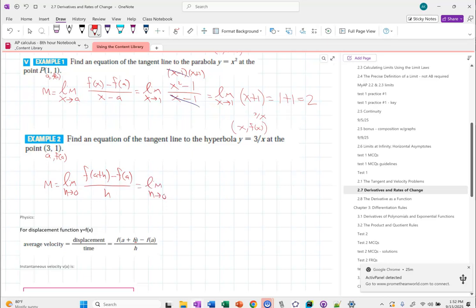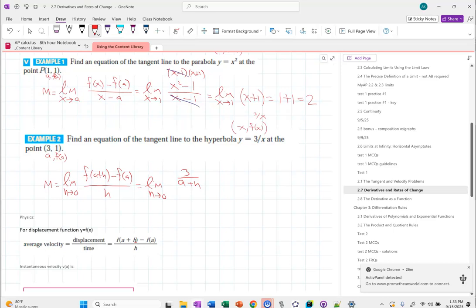So here's my a, and here's my f of a. And then I have an x comma f of x over here, where the f of x is 3 over x. Does everybody feel okay? All right. So f of a plus h means I'm going to be plugging a plus h into f of x. So f of a plus h is going to be 3 over a plus h, right? I plugged a plus h into f of x.